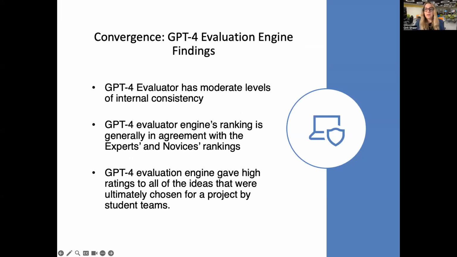Again, the details are in the paper, but here is a summary of our findings. The GPT-4 evaluator has moderate levels of internal consistency. We found that the evaluation engine's ranking is generally in agreement with the experts' and novices' ranking. And the GPT-4 evaluation engine gave high ratings to all of the ideas that were ultimately chosen for a project by student teams. This is important because it shows that if used by the students, the evaluation engine would not filter out ideas that were deemed interesting or exciting by the students themselves.